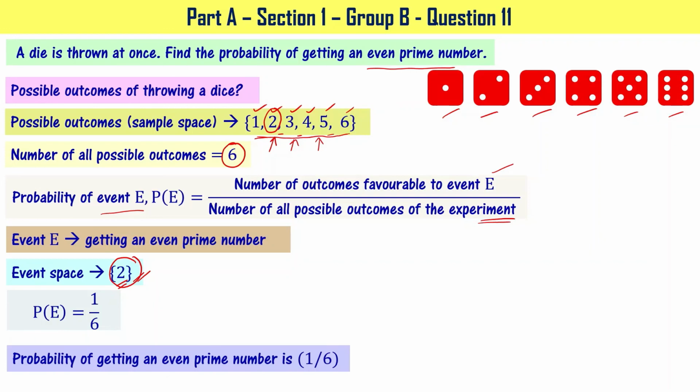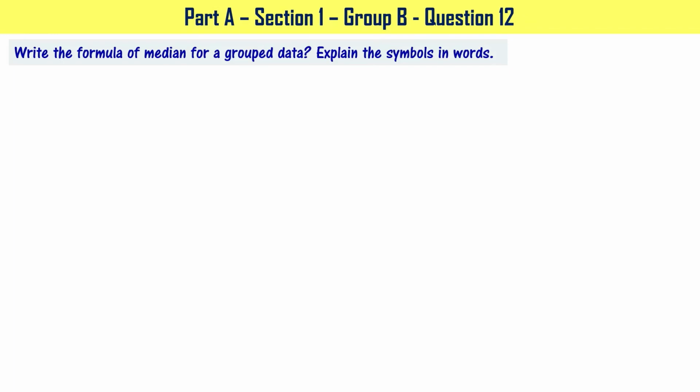Now let's go to the next question. That is question number 12. Write the formula of median for a group data. Explain the symbols in words. This is from statistics chapter. Median can be written as L plus n by 2 minus CF divided by F times H.